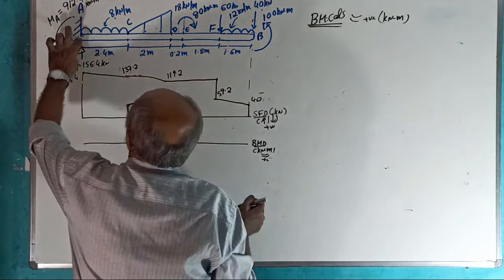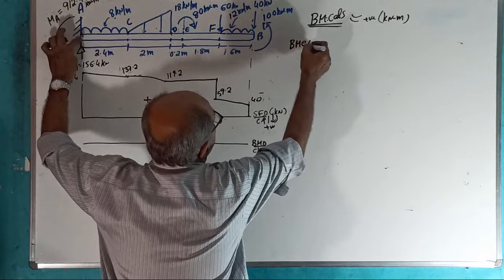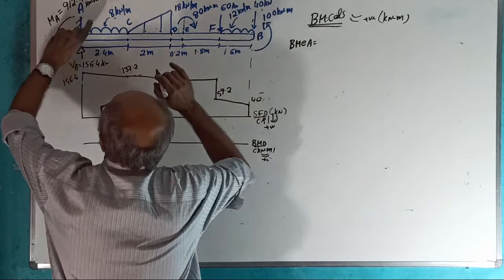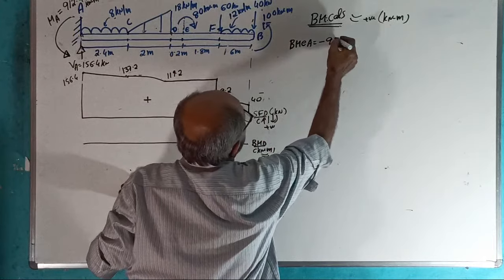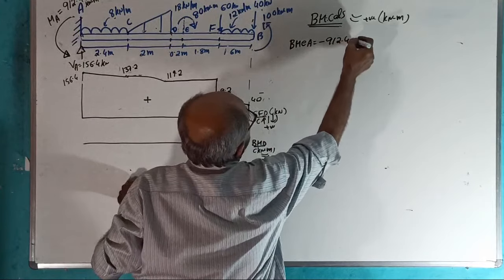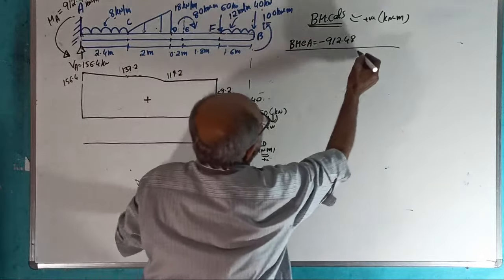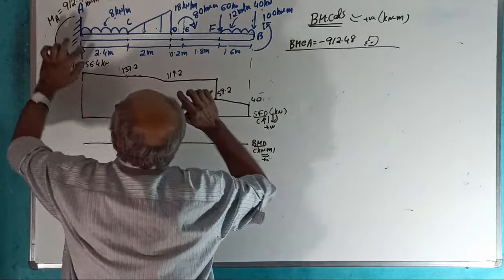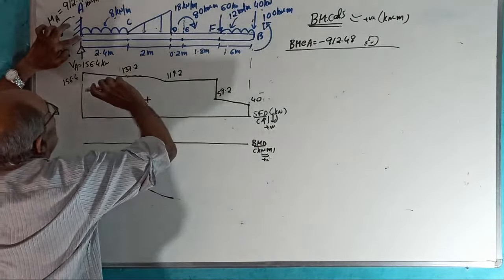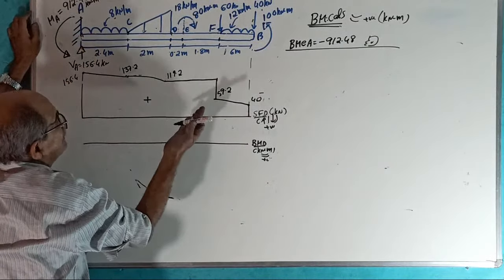Start from A. Bending moment at A equal to, look this side, minus 912.48 kilonewton meter. That's all. Do not look right side. Looking left side is better. Actually, if you look right side, whatever moment is there, that moment only is this moment. It has to tally over.